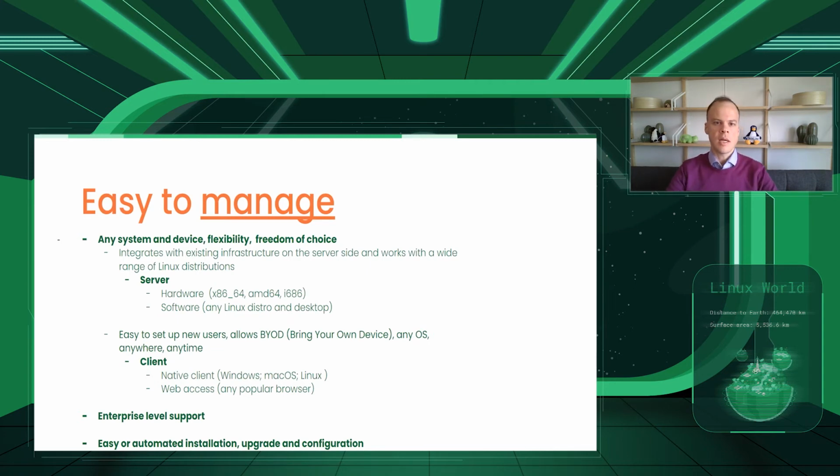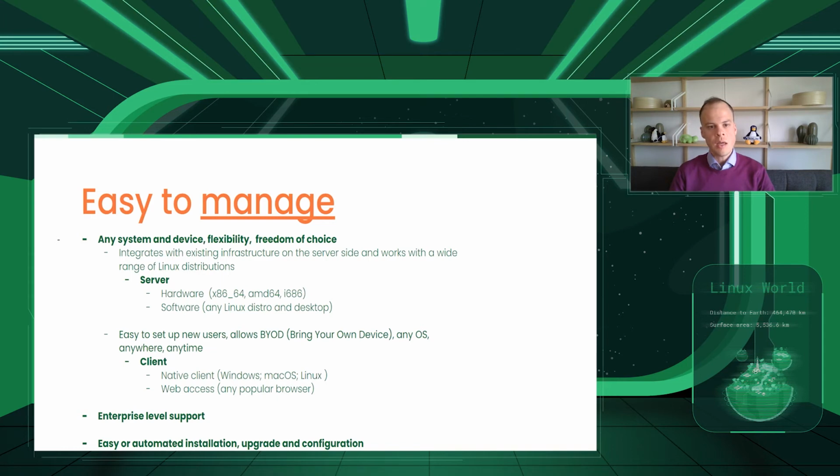Now we'll focus on the part easy to manage. Why is it easy to manage? It works with any system and device, bringing flexibility and freedom of choice. ThingLink integrates with existing infrastructure on the server side and works with a wide range of Linux distributions. Concerning the server, it works with the following architectures: x86_64, AMD64, and i686. And concerning the software in the server, it works for any Linux distro and desktop as well. In the case of the bank, the choice was SUSE, as mentioned.